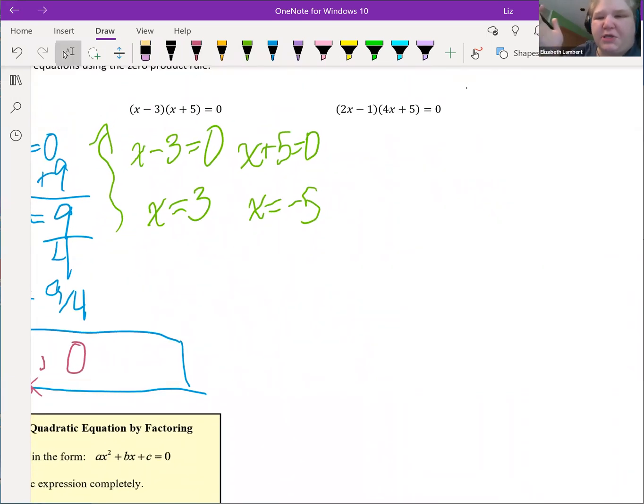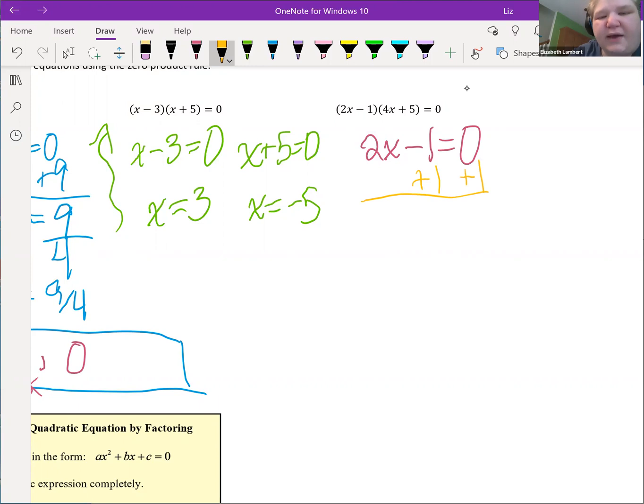Alrighty, and then our last one here, about as ugly as it gets, but still factors. So set each one equal to 0. 2x minus 1 equals 0. And if you're comfy just looking at that, add 1, divide by 2, 1/2, that's fine. You don't have to show every single step here, but if you're not comfortable with that yet, I will still work it out. Just saying it for those that are, you do not have to write me every step. But if you make a mistake, I can't give you partial credit if you didn't show me where your mistake was.